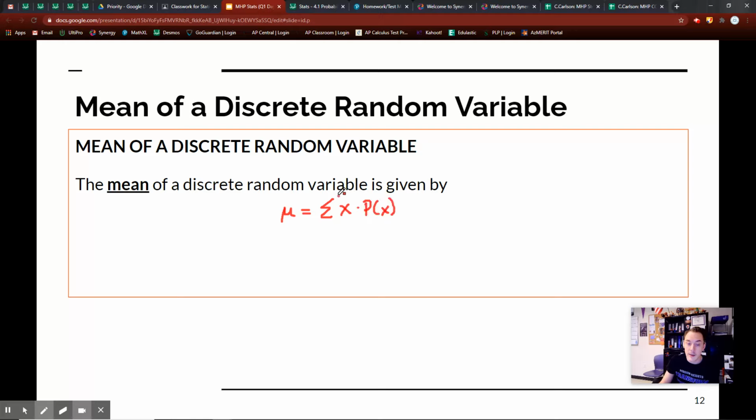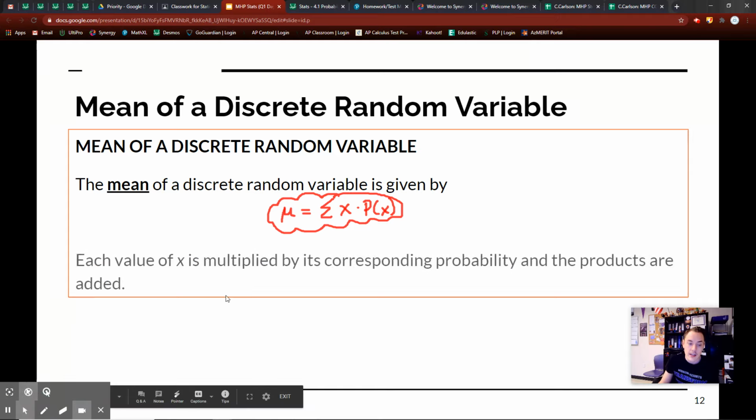I'm going to show you what this is in a little bit, but keep this in your brain. That's very, very important. We're going to come back to this even in the next unit. That's how important this is. The mean of a discrete random variable is given by this. It's very, very important.